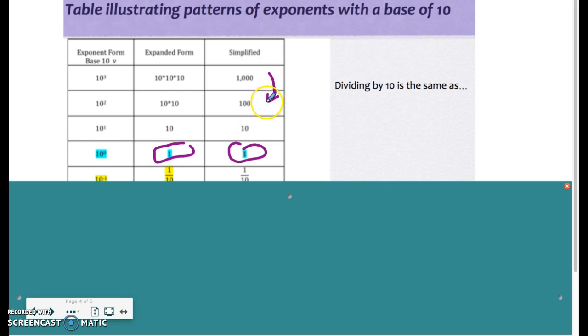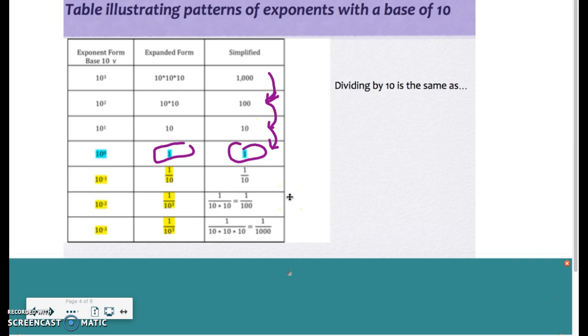1,000 times 1/10 is 100. 100 times 1/10 is 10. 10 times 1/10 is 1. And as we keep going, with those negative exponents, we continue to multiply by 1/10, which is the same as dividing by 10. Once again, notice, negative exponents, not negative answers.